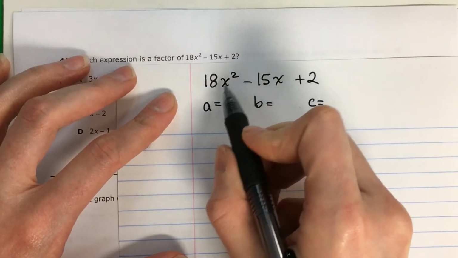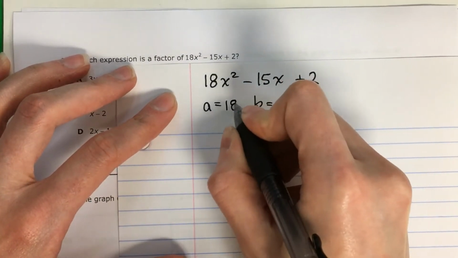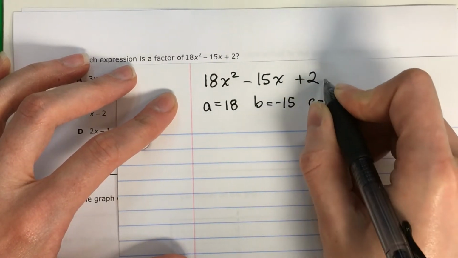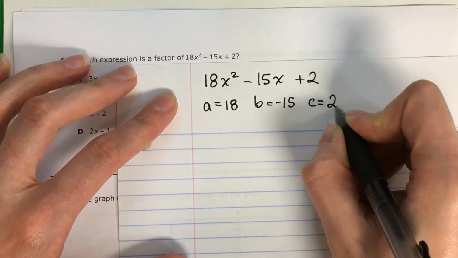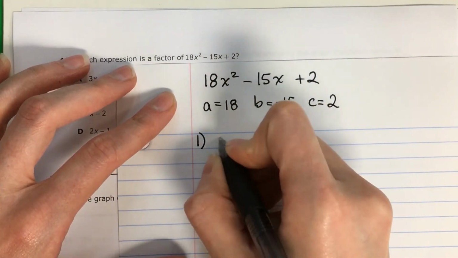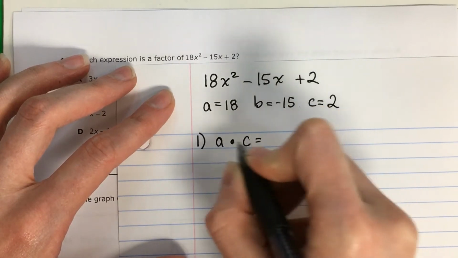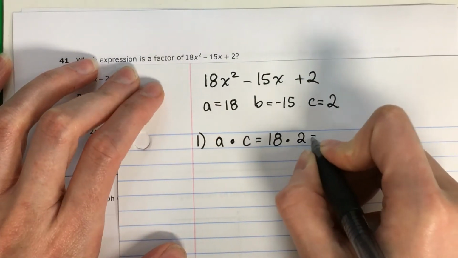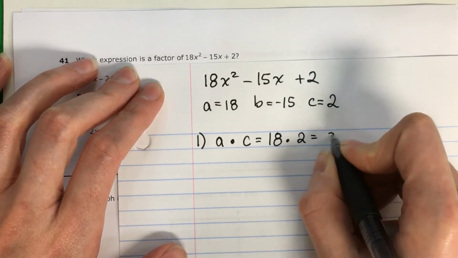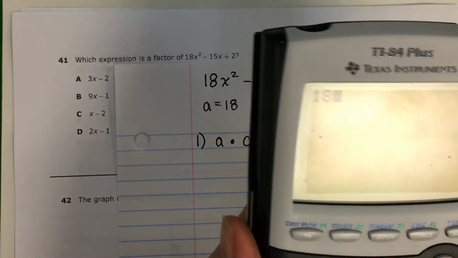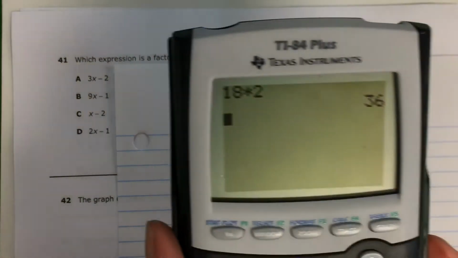A is the number with x squared, so that is 18. B is the number with x, that's negative 15. C has no variable, no letter, so that's 2. Step 1, A times C. A is 18 times C is 2. 18 times 2, I'm pretty sure is 36. Let's check it. 18 times 2 is 36. Perfect.